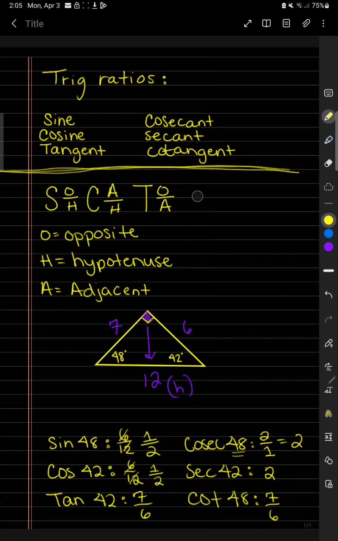And then we just do the opposite of the ratio itself. But I didn't flip it to 6 over 7 for cotangent of 48 because we were asking for 42 here, 48 there. So it's not the same thing. And that is it. That is your trigonometric ratios.